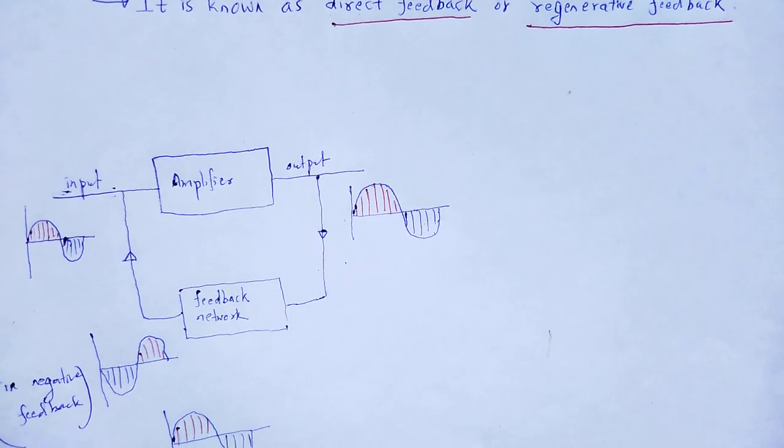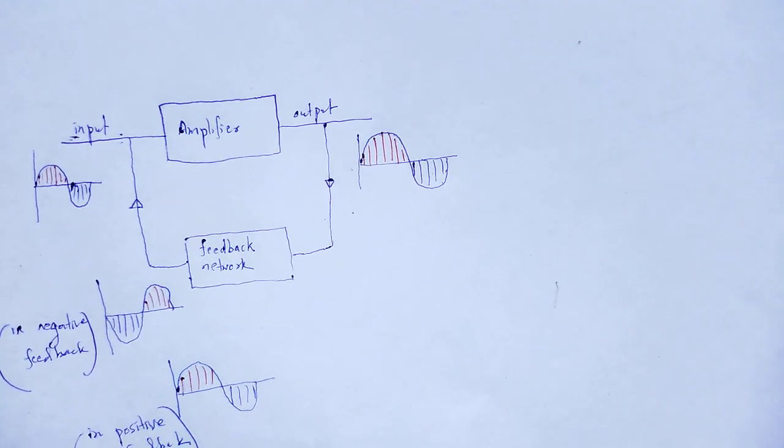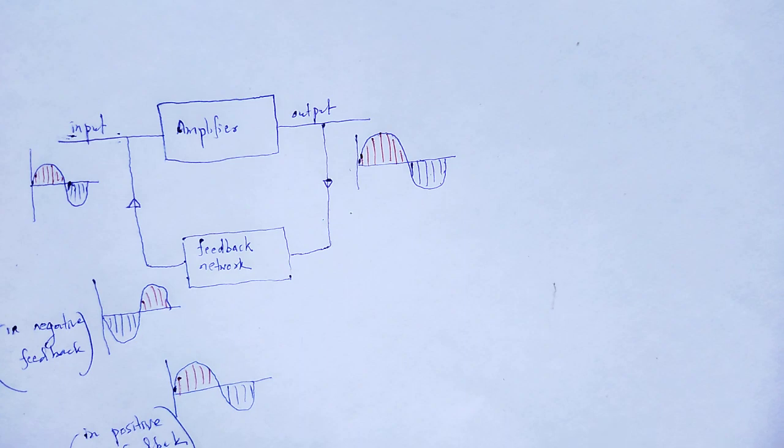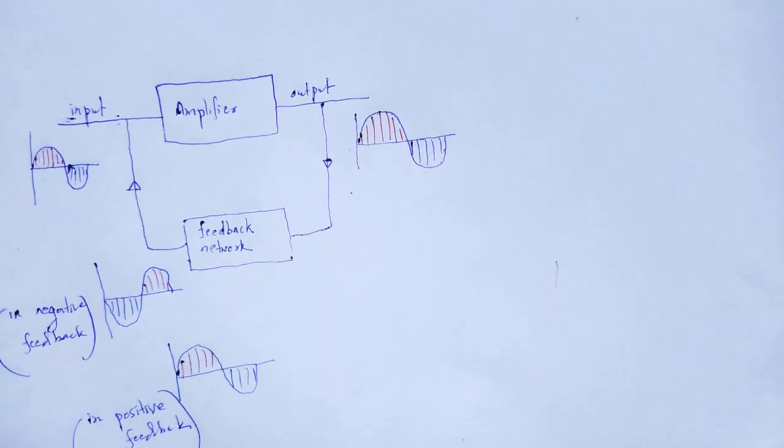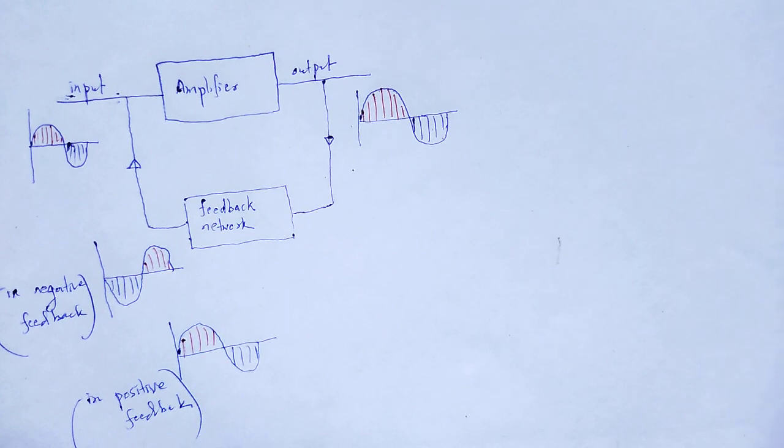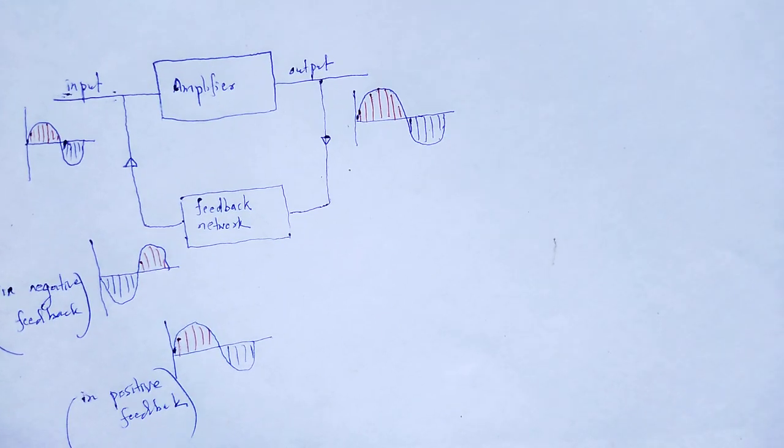Now, we will mathematically show how the voltage gain behaves in case of these types of feedback. Mathematically, we can easily show the voltage gain in case of feedbacks, either negative or positive feedback.